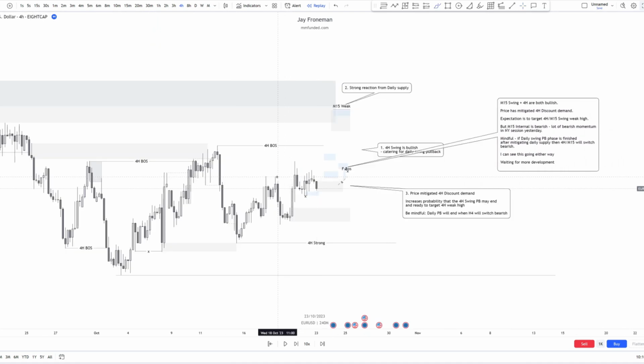Understanding structure and our order flow, our M15 was bullish. We just had that M15 break of structure, that pullback into M15 demand. So the expectation was to continue targeting these M15 weak highs.